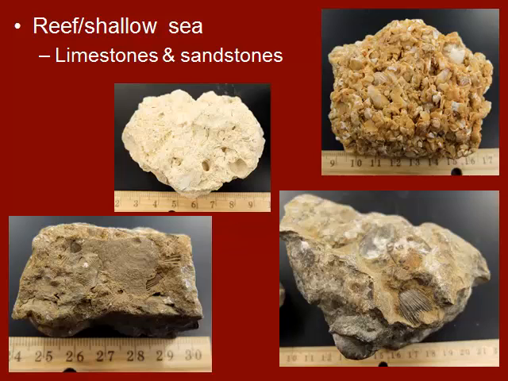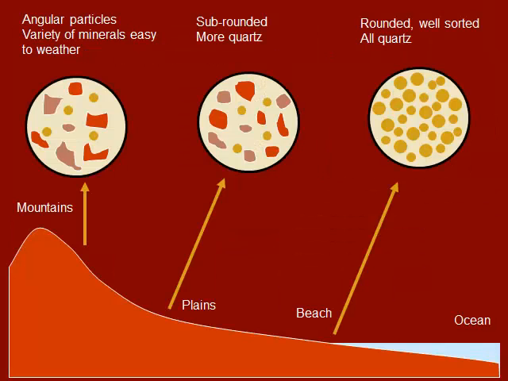And then a reef or shallow sea, where we have a lot of biologic activity, we get lots of limestones or sandstones. And if we've got a limestone or a reef shallow sea environment, you're going to see fossils. And here are just 4 examples of different rocks where you can see shell fragments. So those are the major environments you're going to be fitting these rocks we see in lab into.